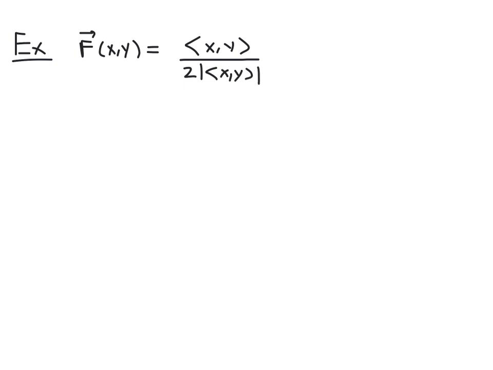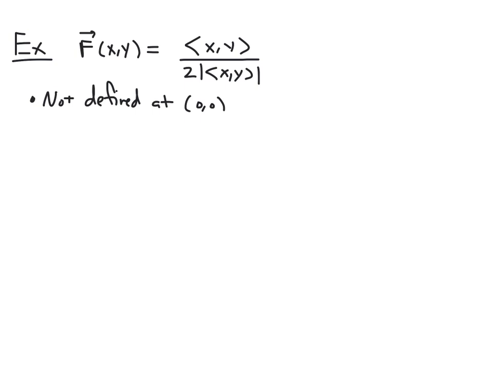Right, so we're going to look at this particular vector field. If we want to understand what this does, the first thing we should observe is that this is not defined at the origin, but it is defined everywhere else. If we allow x and y to be the origin, we end up dividing by 2 times 0, which is 0, and anything divided by 0 is undefined, so we can't do that. But this is defined at every other point in the plane.